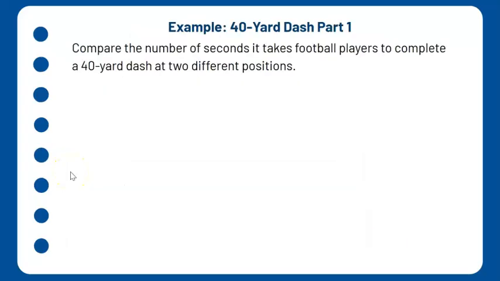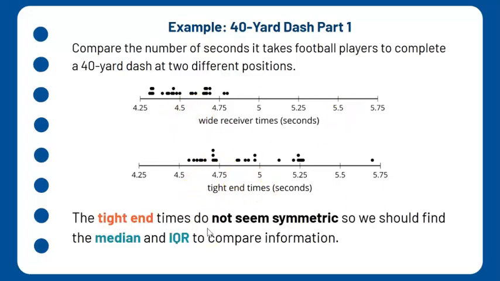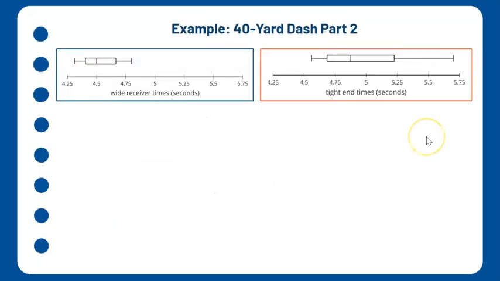Let's get into an example. Which measure of center or measure of variability should be used to compare the number of seconds it takes football players to complete a 40-yard dash at two different positions? Here are dot plots of both sets of data. We've got wide receivers and we've got tight ends. The tight ends' times do not seem symmetric, so we should find the median and the IQR to compare the information. Let's compare using the median and the IQR.